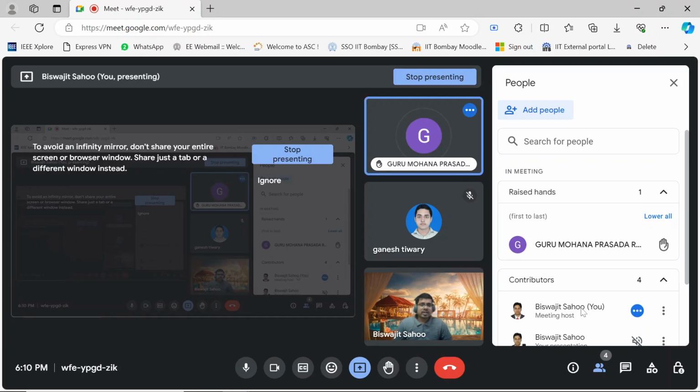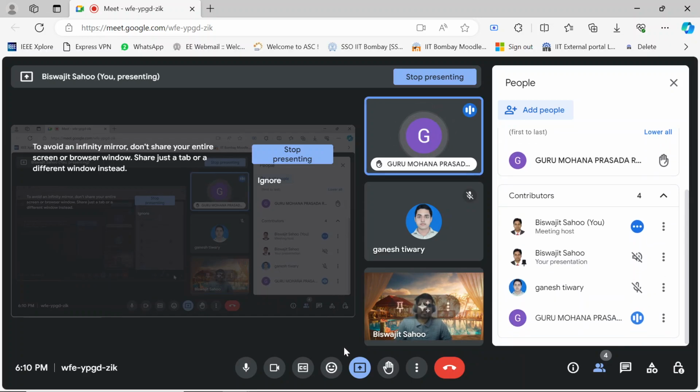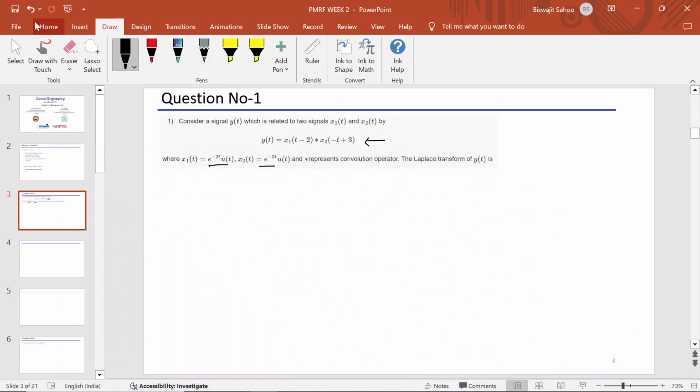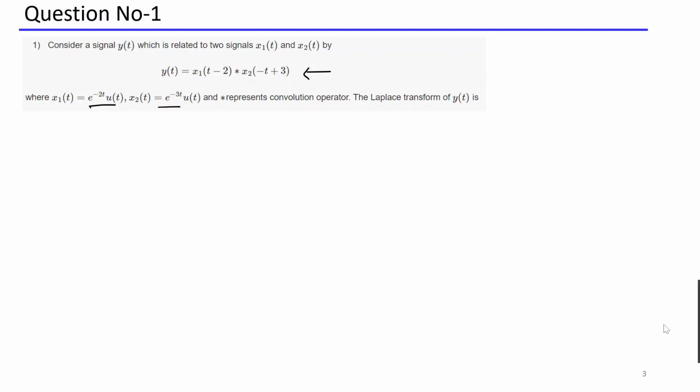Sir, excuse me, Guru Mohan, the screen is not visible, sir. Could you please maximize it? Whatever problem you have shown is not readable. Okay, sure. Is it visible now? It's fine, I think. Okay, sir, now it's okay. Thank you.